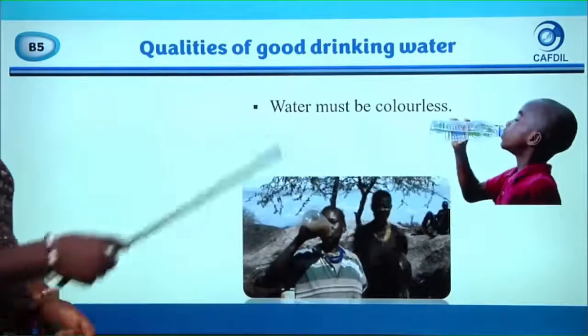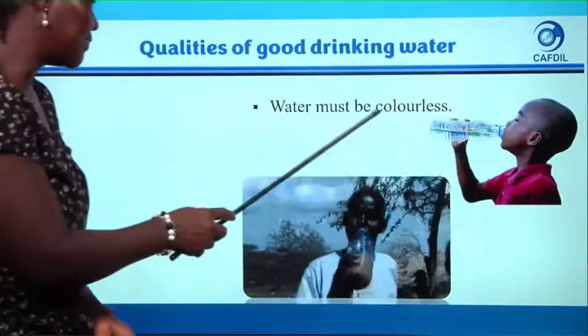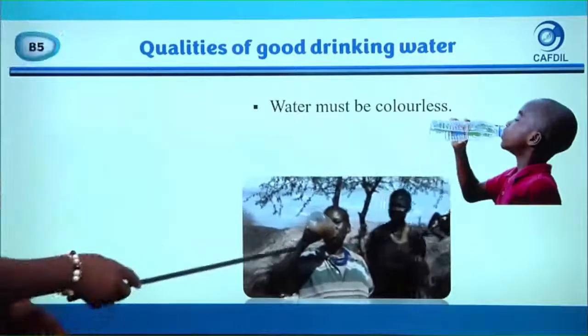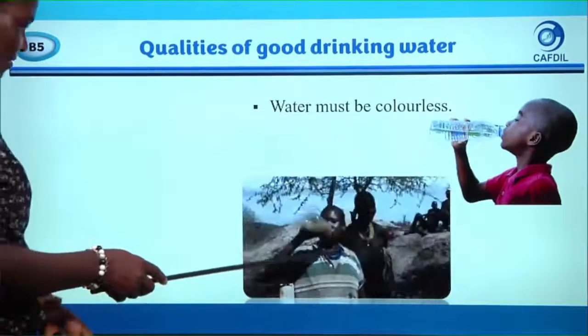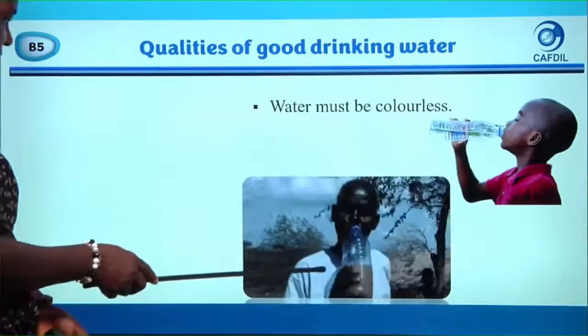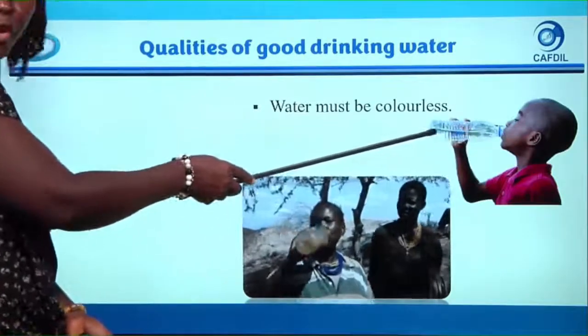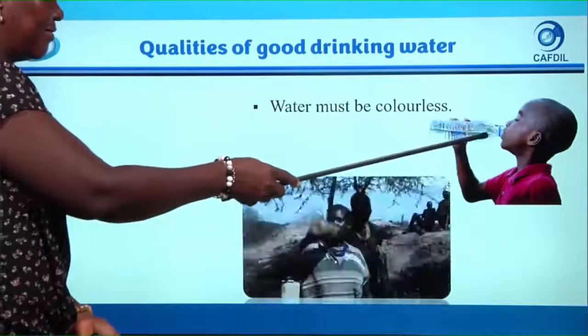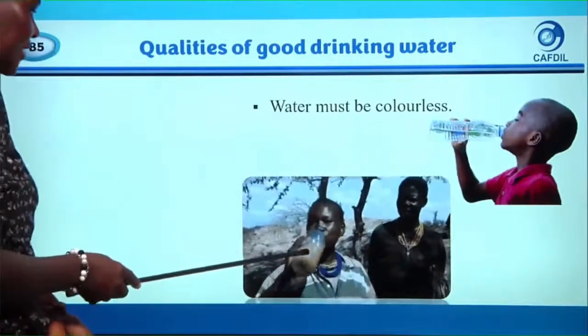Good. Now, water must be colorless. Now, let's look at this woman. The type of water she is drinking. Look at it. Look at the color. This one, it has color. And the boy, look at the water that the boy is drinking. Yes, this one is colorless and this one has color.